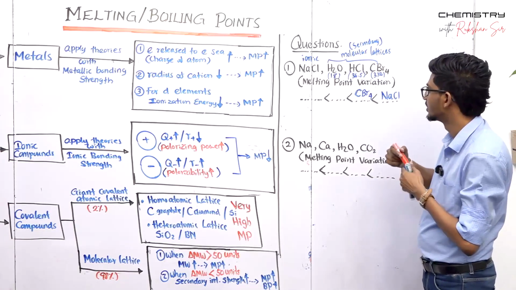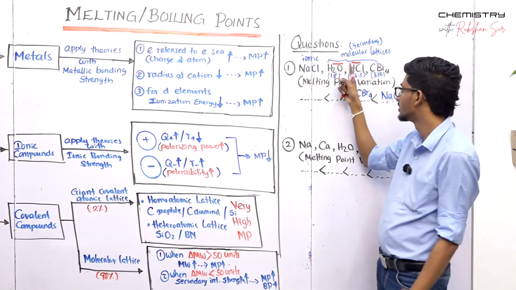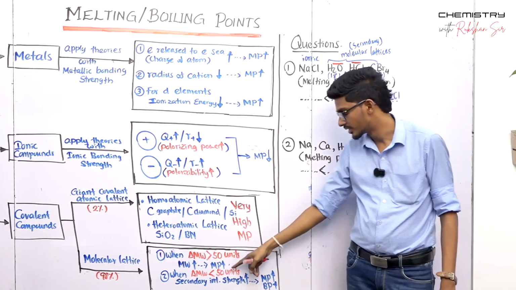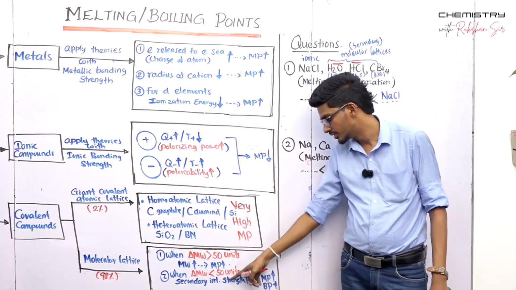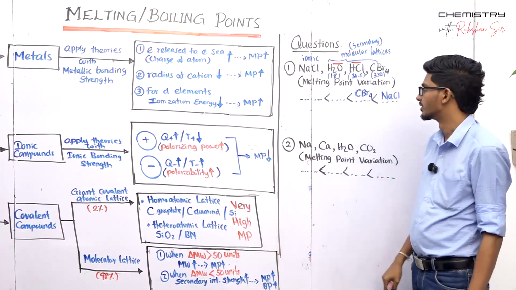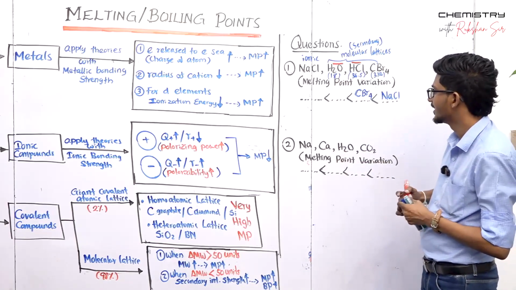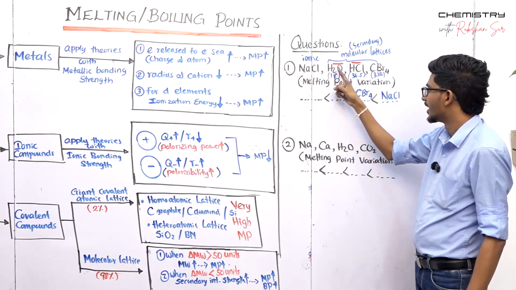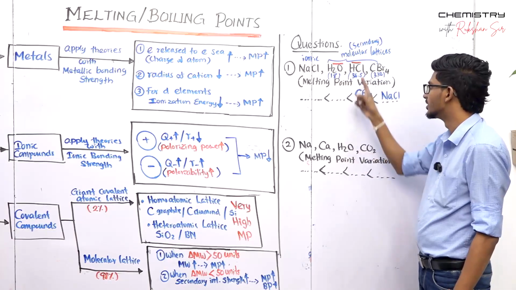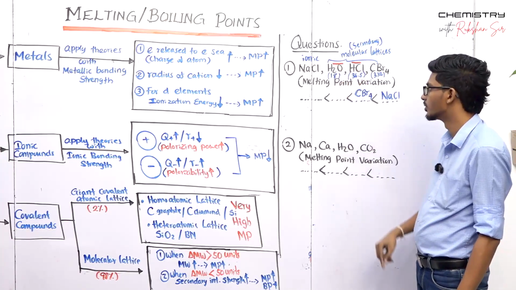Now we are left with H2O and HCl. Those have less than 50 units of difference in molecular weight, so we can use the second intrinsic strength to work out the melting and boiling points. Here H2O is with hydrogen bonds, while HCl is with dipole-dipole interactions.